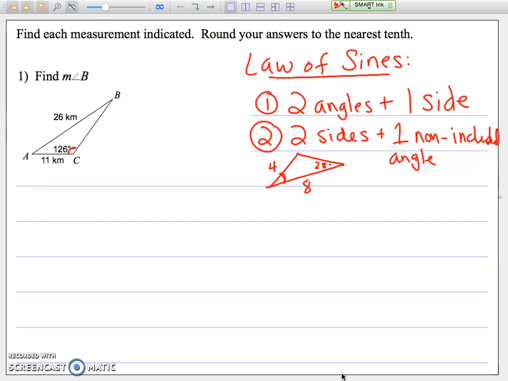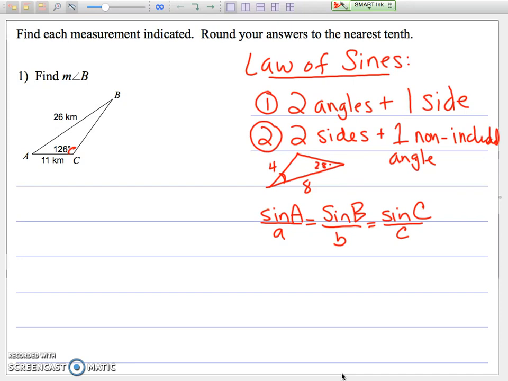is you can set up a proportion. The sine of A over the side length a is equal to the sine of B over b, which is equal to the sine of C over c. And please remember, you have to be in degrees.